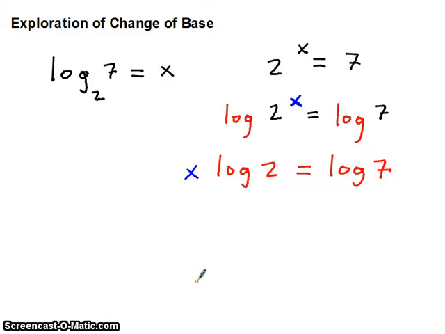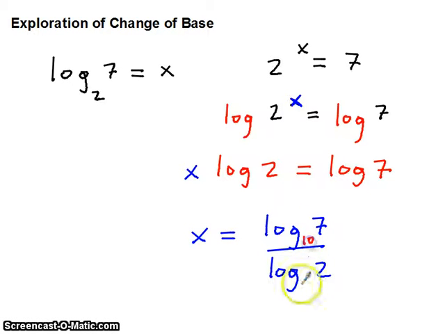Y'all with me there? And then from here I could solve for x simply by dividing both sides by log base 10 of 2. And that's going to give us x equals log base 10 of 7 over log base 10 of 2. So even though I didn't write it, we do have a base 10 right there, right? Y'all with me so far? Okay. Let's look at what that is on the calculator.